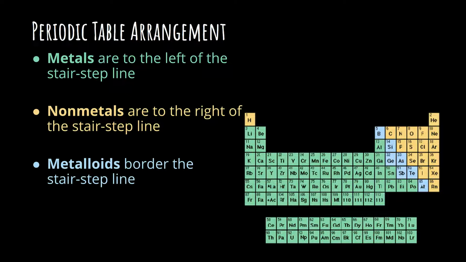So the ones to the left, with the exception of hydrogen, are the metals. The nonmetals are to the right, so the yellow ones, and we have to include hydrogen in that, and we'll talk later about why hydrogen is actually on the wrong side. And then the metalloids border the stair-step line. So if you're to the left of the metalloids, it's a metal, to the right, it's a nonmetal, and in the middle, what divides those are the metalloids.